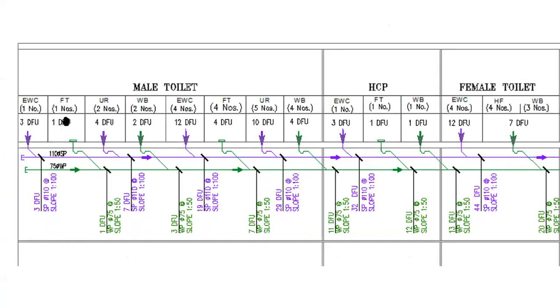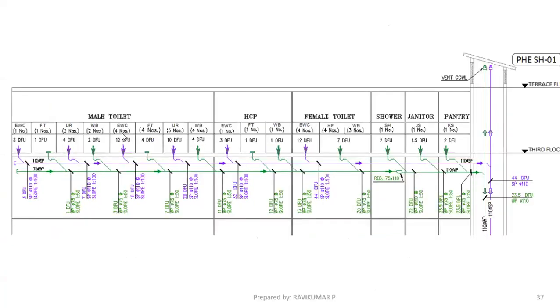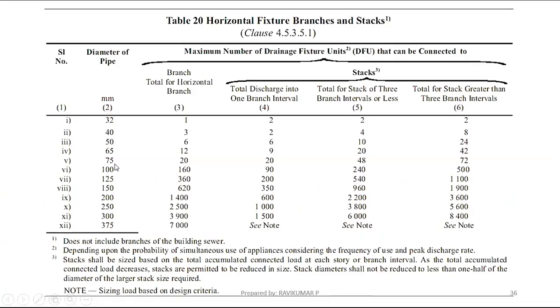The floor drain, first we are connecting the floor drain only in the header. For the floor drain, the drainage fixture unit will be one fixture unit only. So we have to start the header with 70 mm diameter only. So that's why we started. For the 70 mm pipe, how much can you take? You have to see the table.